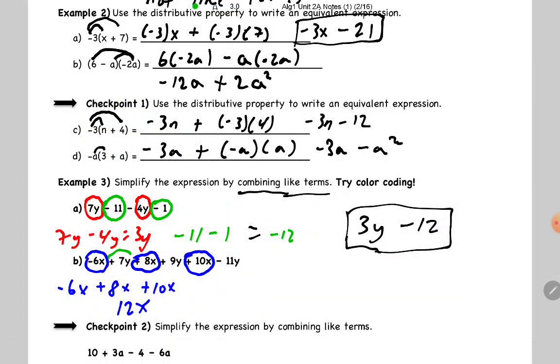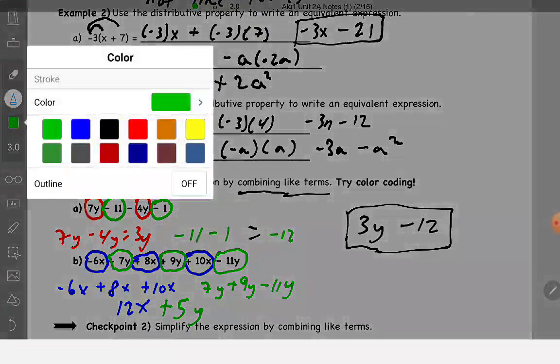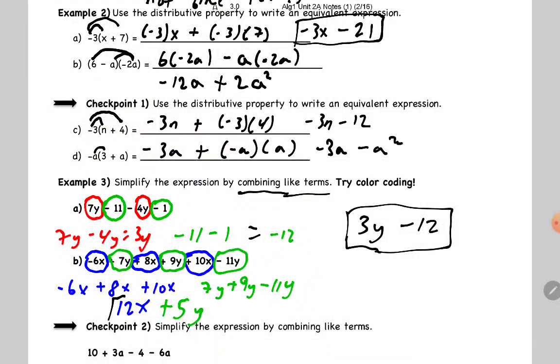And then we have a positive 7y, positive 9y, and a minus 11y. So 7y plus 9y minus 11y. 7 plus 9 is 16, minus 11 is 5. And it turns out to be positive, so plus 5y. Okay, and that will be our answer.